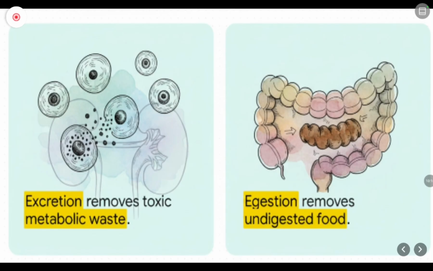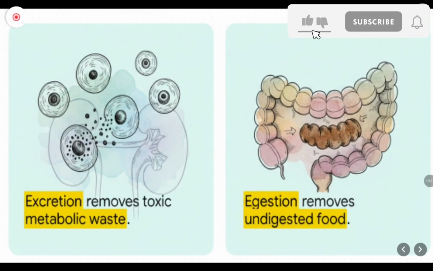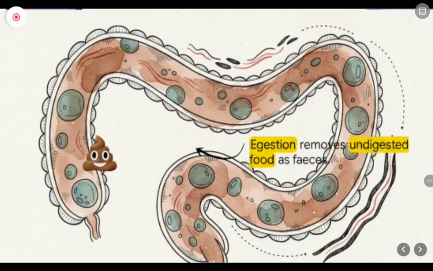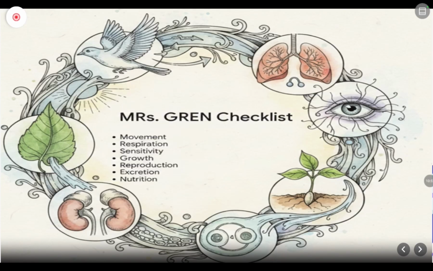Egestion is removing undigested food, while excretion is the removal of toxic metabolic waste products like urea in the urine, or sweating so that the body can cool itself. Egestion is the removal of undigested food as feces. So when I say feces, it relates to egestion immediately. Excretion does not have anything to do with feces. It has only to do with two things: sweating and excreting urea in urine.